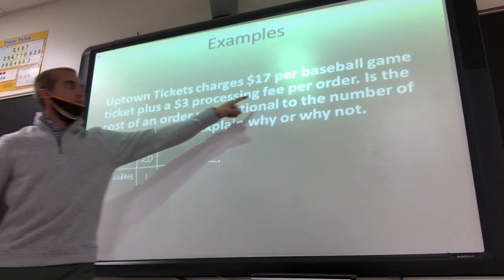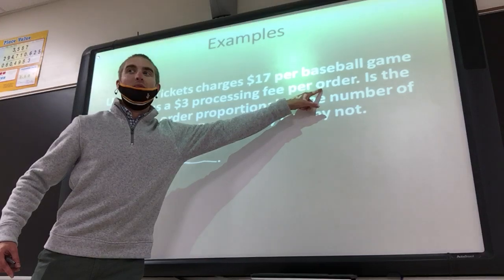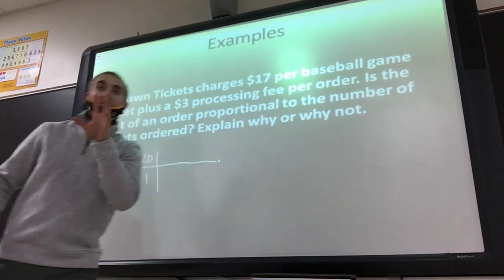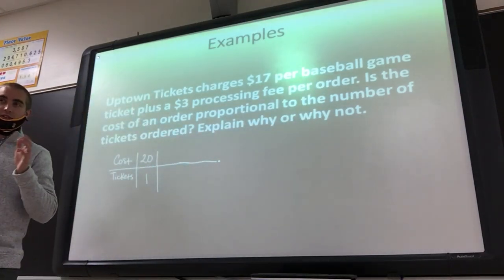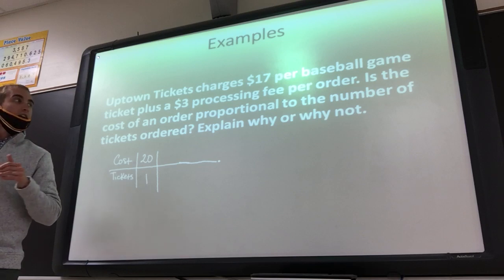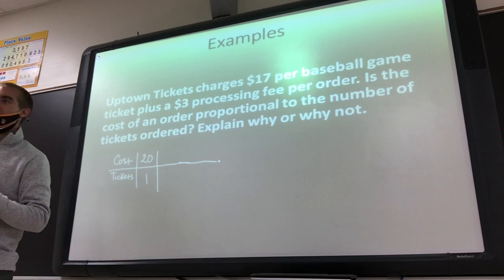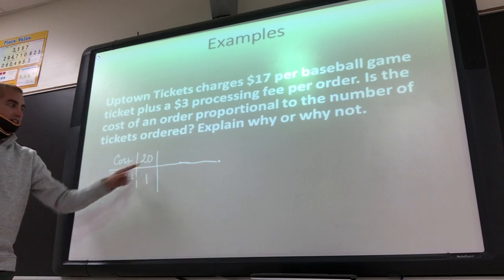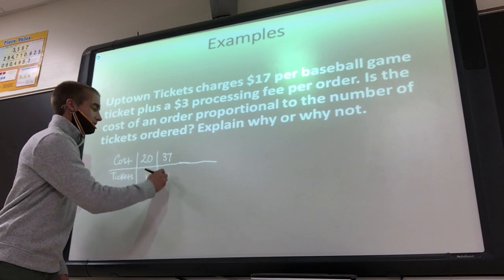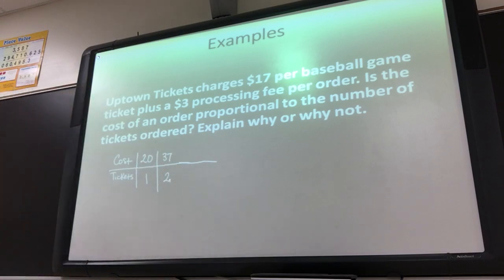Processing fee of $3 per order. So I just called once and said, I need 2 tickets. I actually found somebody to go with me. Okay, so is it going to be 40? It's going to be 37, right? It's going to be an extra 17, so $37 for 2 tickets. Now, if you bought the tickets separately, it'd be $20 each. But since you're getting them together, it's 2 tickets plus an extra $3 for that one time.